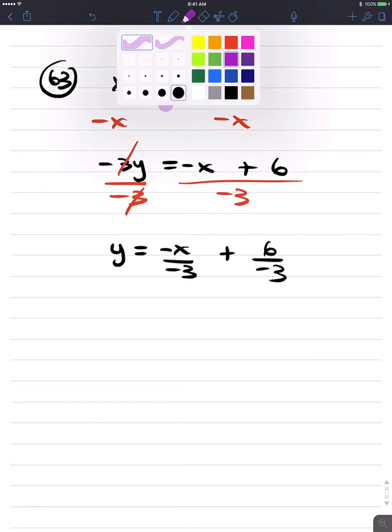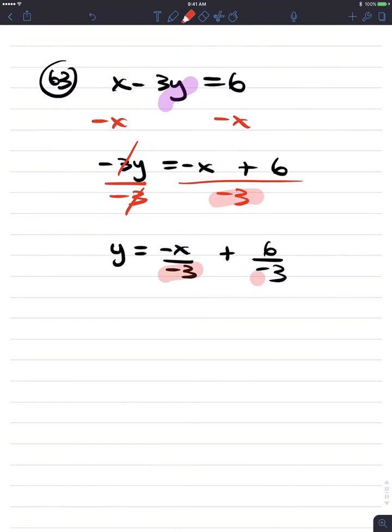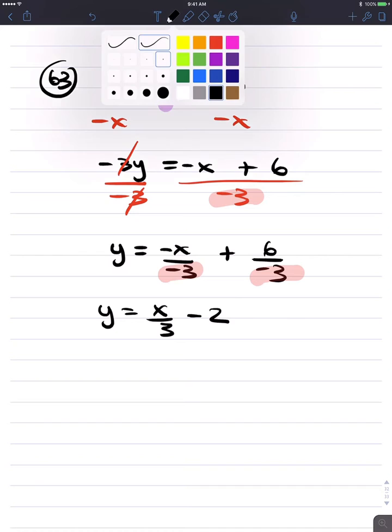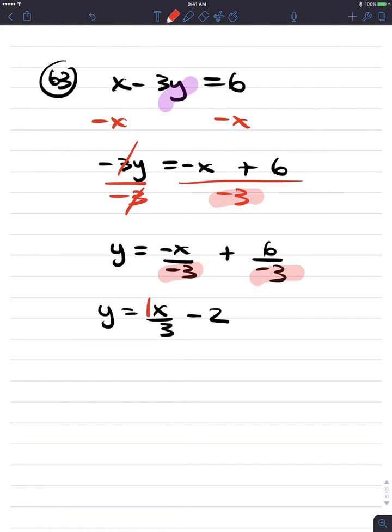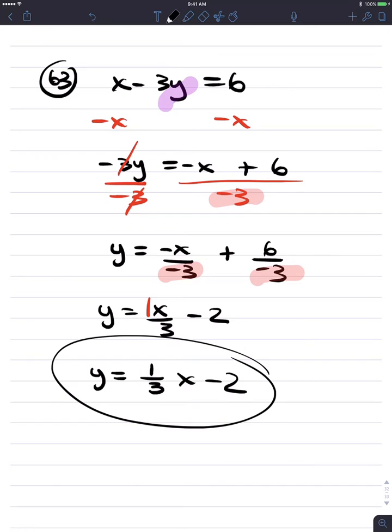Keep in mind again that both terms are being divided by the negative 3. You get y equals negative divided by negative is a positive. You may say this is x over 3 plus positive divided by a negative is a negative, so you're going to get minus 2. However, there's a 1 in front of that x, or at least we can place a 1 there, because 1 times anything is itself. 1 times x is x. So I can write this as 1/3 x minus 2, and this is the preferred way of describing your answer. This is number 63.